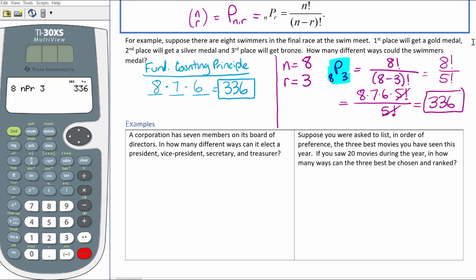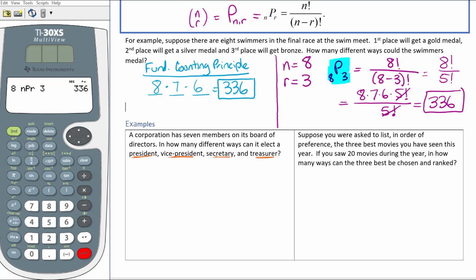So for our next example, we have a corporation that has 7 members on its board of directors. In how many different ways can it elect a president, a vice president, a secretary, and a treasurer? Does the order matter here of the vice president, the secretary, and the treasurer? Sure, the order matters. And the reason the order matters is because the president has different duties than the vice president, which has different duties than the secretary and the treasurer. So the order in which we put them in matters.